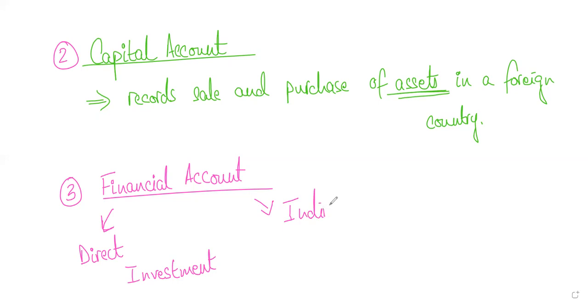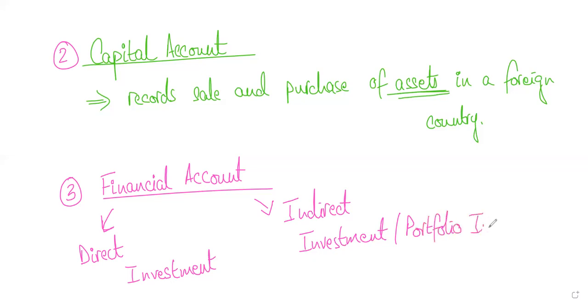Now, if you're not sure what's the difference between the two, let me explain. Direct investment includes things like, let's say, Amazon opening their business or their operations in India or China or Pakistan, right? That is direct investment. Directly, a foreign company is coming and setting up their operations in your country. So that is direct investment.